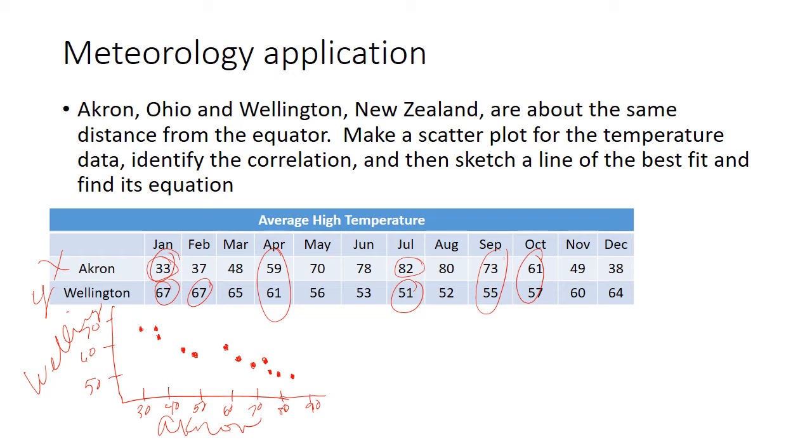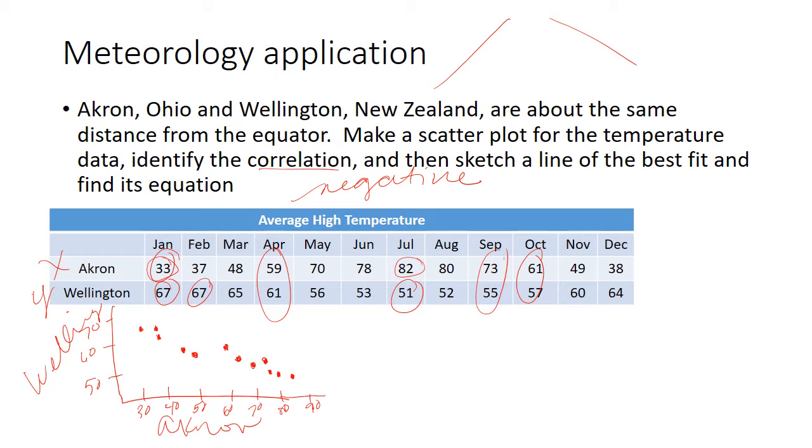So that's our scatter plot. Now we can identify our correlation. We can see that the line kind of goes in a negative fashion. So remember, this would be a positive correlation and this would be a negative. So we would say that the correlation here is negative. So now we're going to sketch our best fit line. Remember, it's not going to be perfect. We want to hit as many dots as we can.